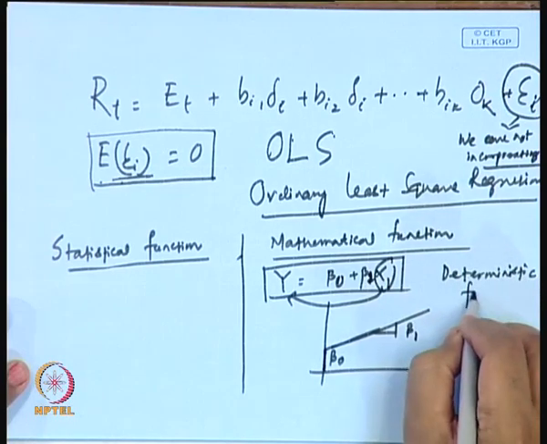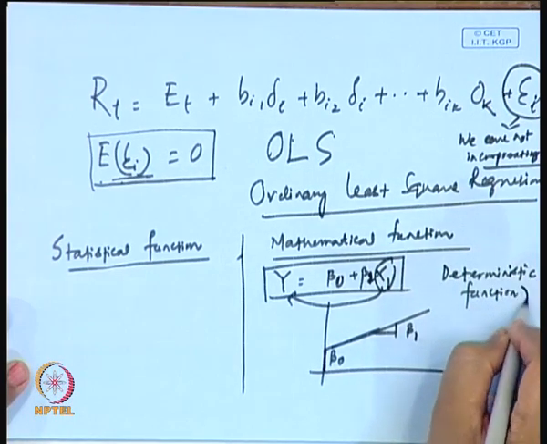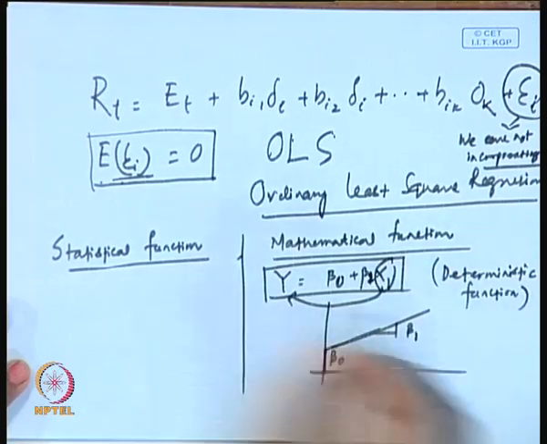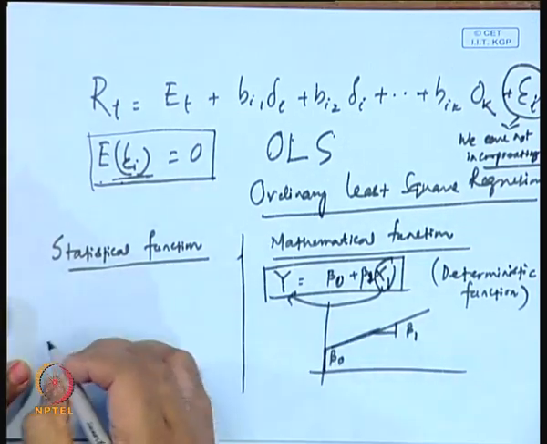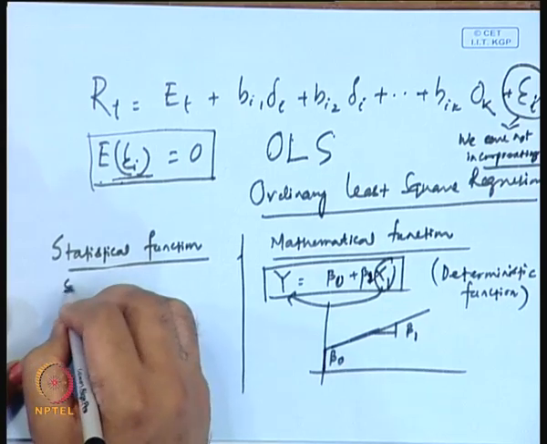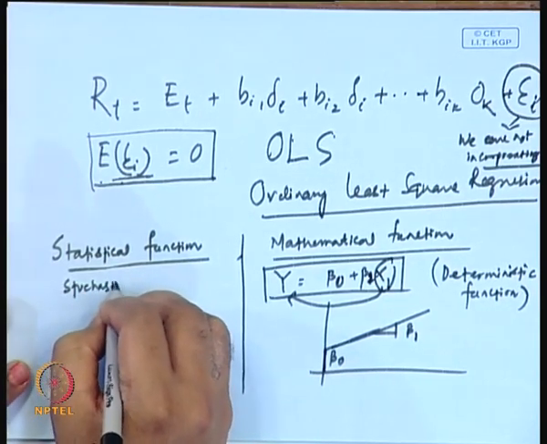This function is a deterministic function. But whenever we go to the statistical function, statistical functions are basically stochastic functions.